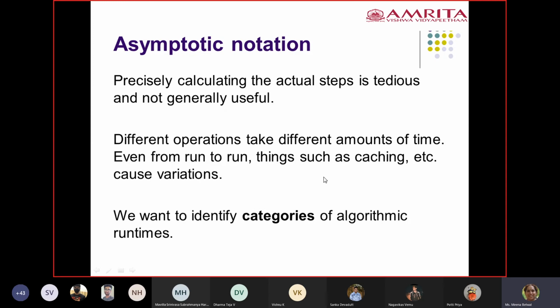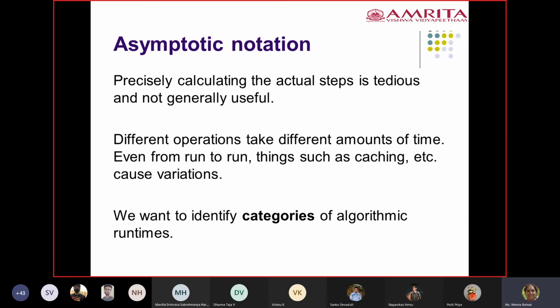So it depends on what kind of hardware and software you are using. It is going to be different. Okay, so we want to identify categories of algorithmic runtime. So why are we learning asymptotic notation? Basically, to see what will be the behavior of the program when you change the number of inputs, when you change the input size.